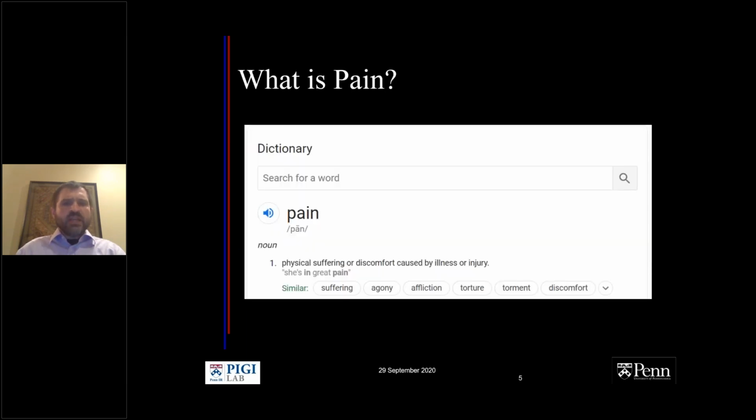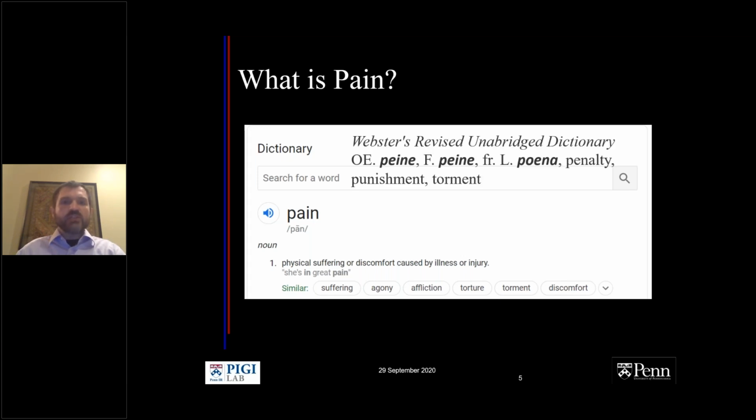So what is pain? Pain is defined as physical suffering or discomfort caused by some illness or injury. But if you really look at the thesaurus terms there: suffering, agony, affliction, torture, torment. These are the terms you'll hear from your patients in talking about their pain, and particularly related to cancer pain, but also related to osteoarthritis, related to any of the various maladies that beset patients.